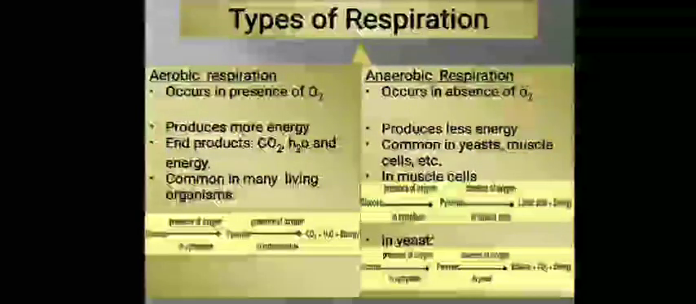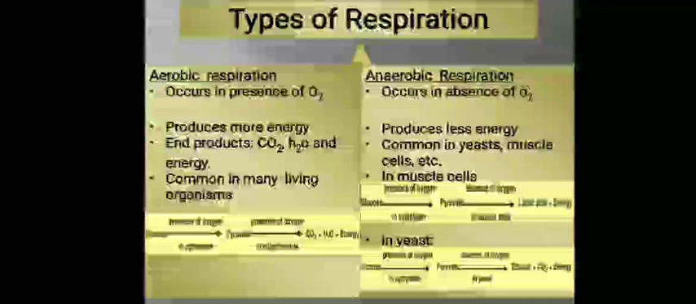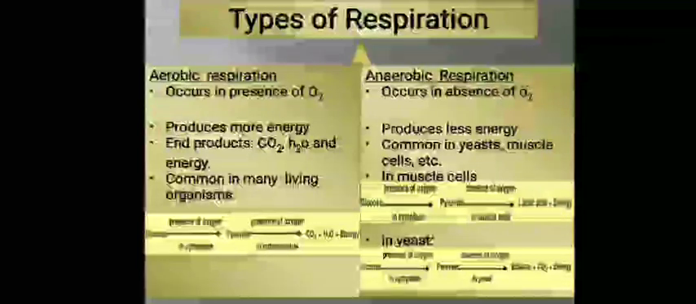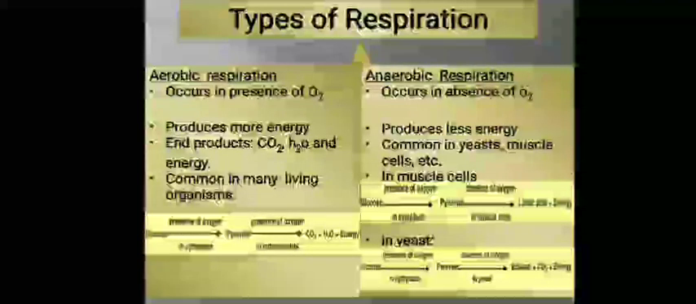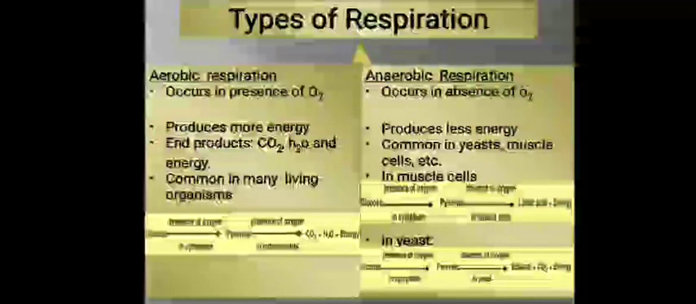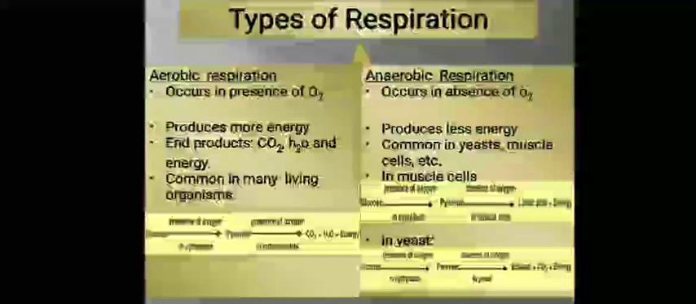Aerobic respiration produces more energy, anaerobic respiration produces less energy. End products in the case of aerobic respiration are carbon dioxide, water and energy, whereas in anaerobic respiration it depends. In muscle cells, it produces lactic acid and energy, whereas in yeast cells it produces ethanol, carbon dioxide and energy. Common thing is that in all three cases energy is produced, but in which case is it produced more? Obviously in aerobic respiration, right?